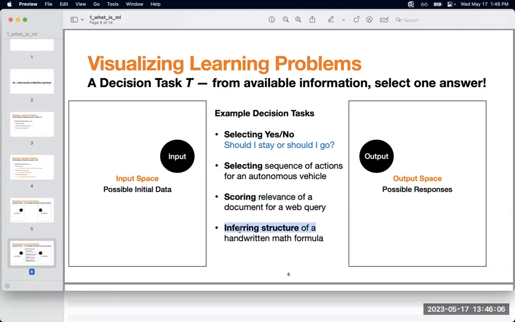And one last example would be to infer some form of structure. So in this example, if you have a picture of a handwritten mathematical formula, you could actually have a model infer the underlying structure of that formula.